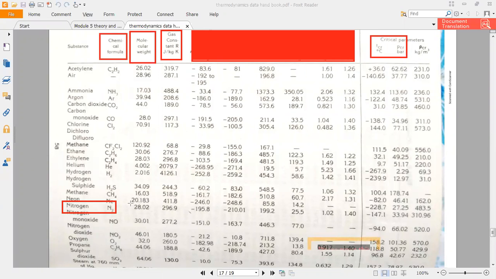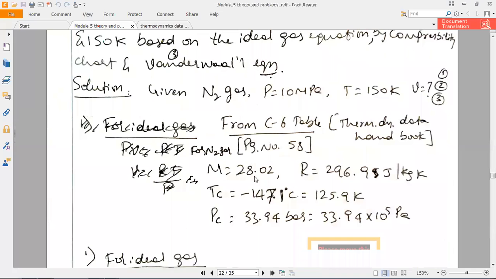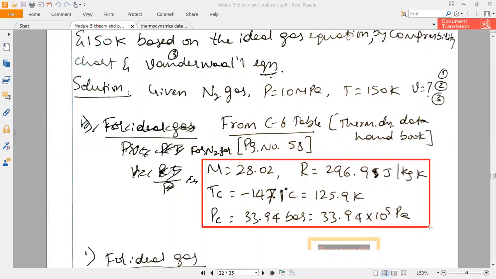For nitrogen, molecular weight 28, gas constant 296.9 joule per kg Kelvin, critical temperature minus 147, and the critical pressure is 33.94 bar. All these data should be transferred to our problem. See here, I transferred all the data: molecular weight, R, TC, and the PC value. Once you collect all the data, it is very easy to find the unknown value V for all three different equations.